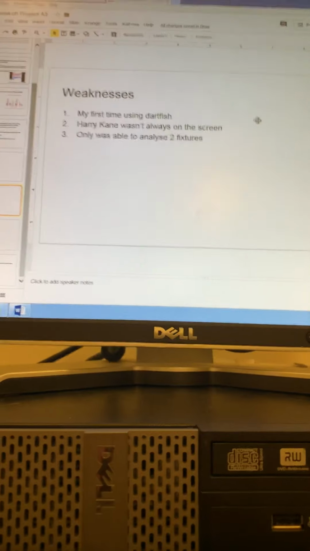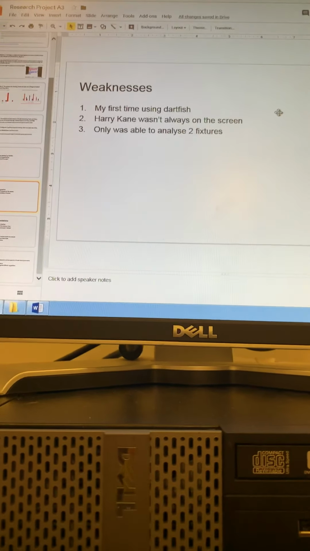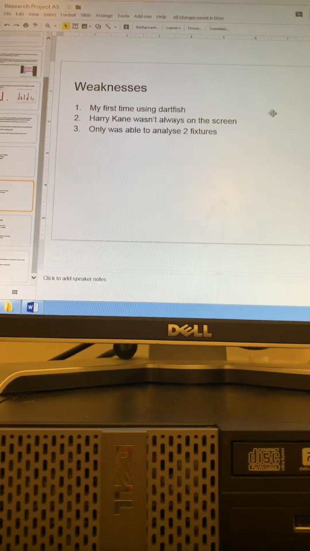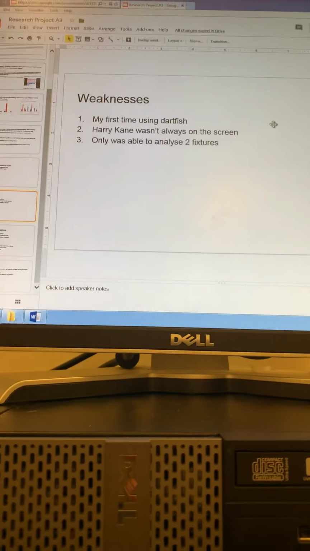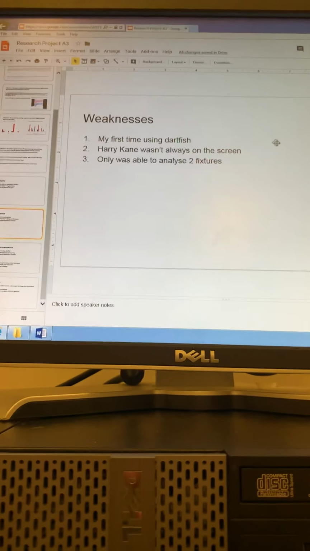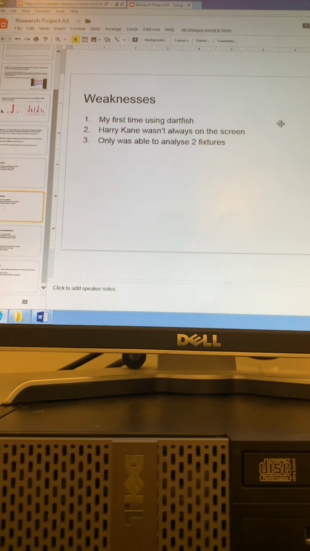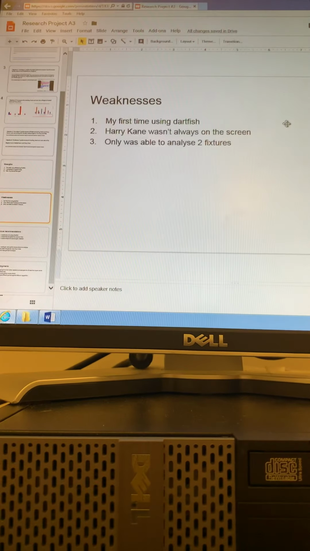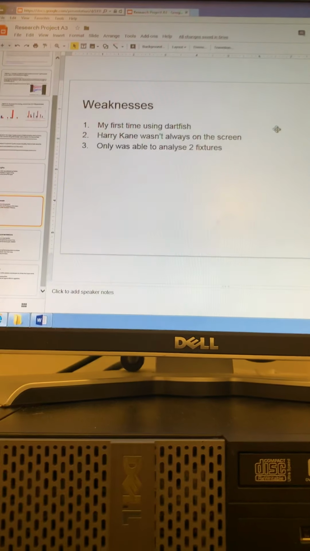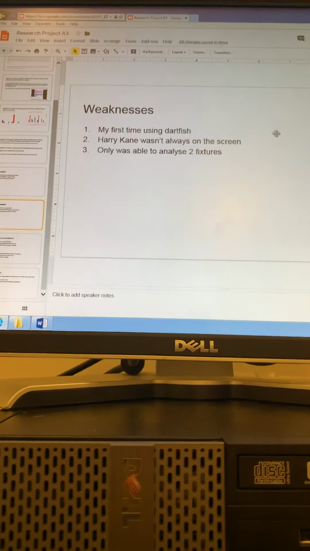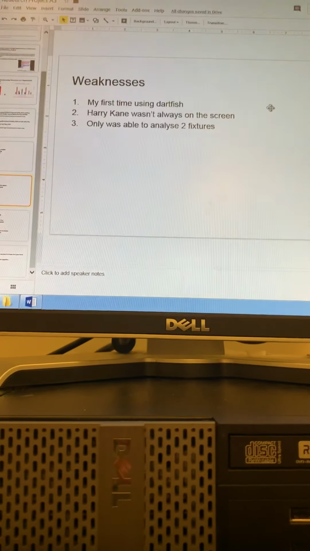The weakness of my project was it was my first time using Dartfish, so I did make a few mistakes on the way whilst using it, because just through confusion, as it was my first time using the system, it was hard for me to get used to at the start. Like, I made the keyword buttons wrong at the start and they weren't working. However, I was able to come back and fix this. So using it for the first time made it hard for me.